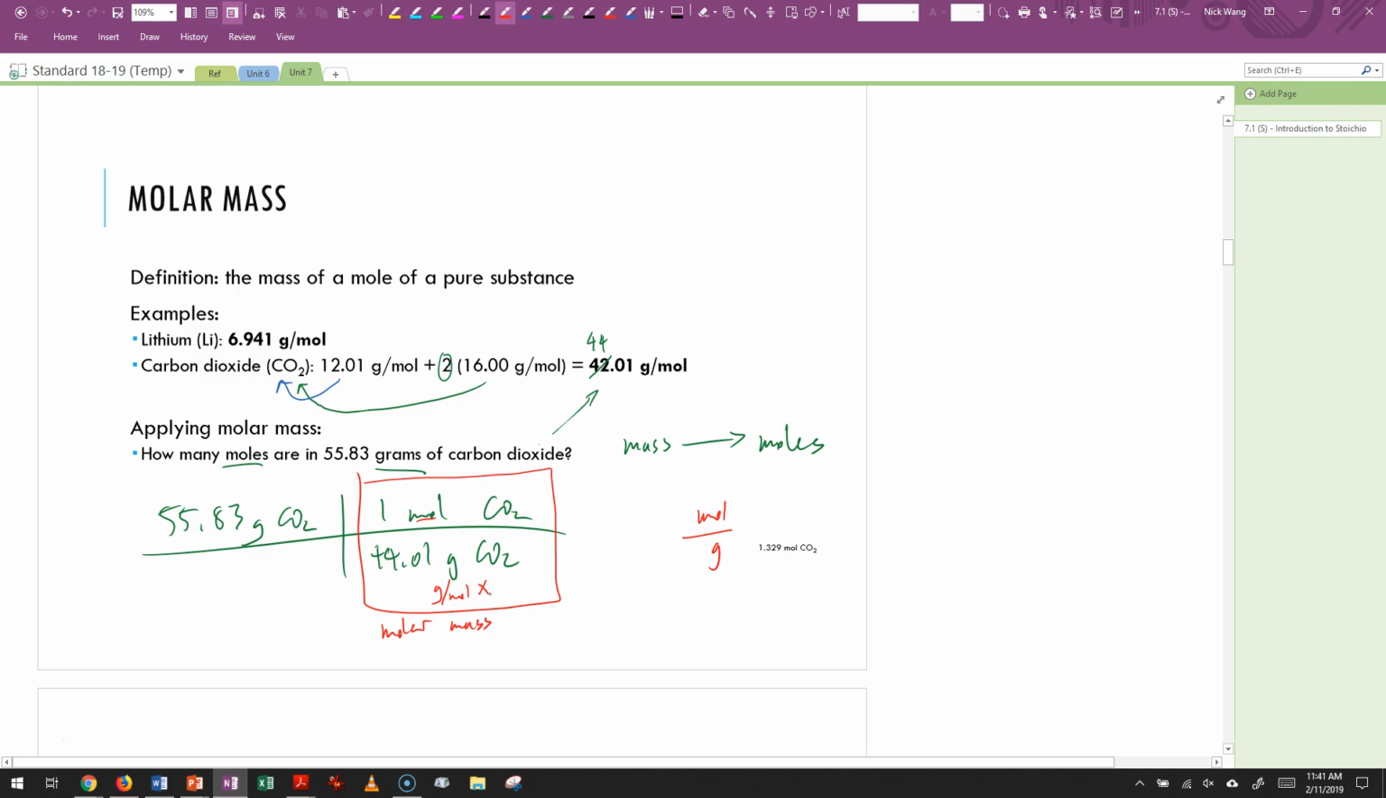All right, so that's basically it. Make sure you do the math. So 55.83 times 1 divided by 44.01, and you should be getting somewhere around 1.329 moles of CO2. And don't forget, we are also going to have to look at significant figures and such, but we can deal with that later.